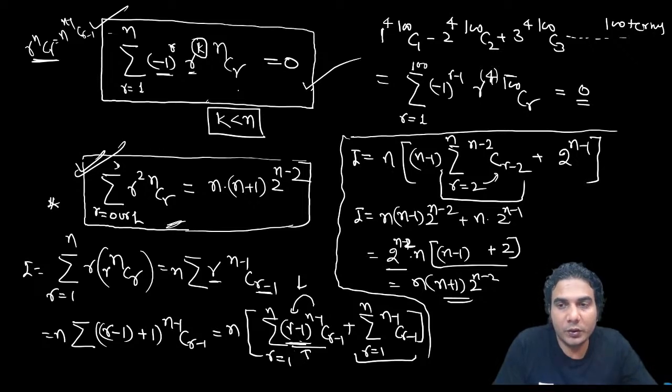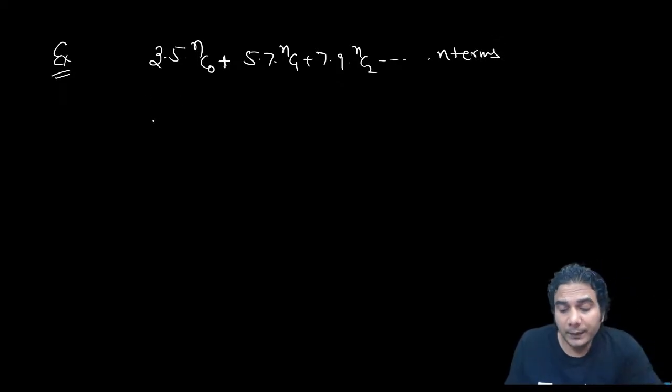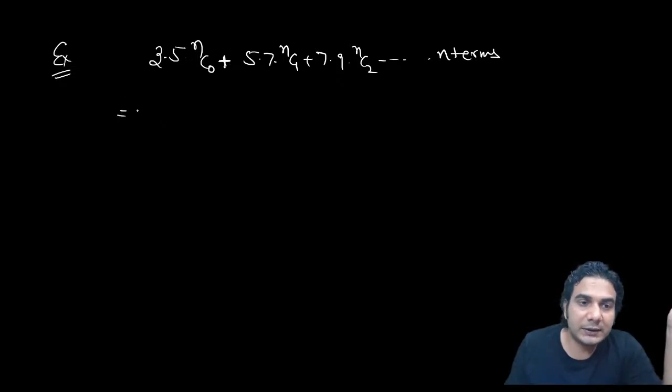Why do you need to remember these series? Let me tell you why. Suppose one example I'll give you, and after this we'll start the session. Suppose you have 3 into 5 into NC0 plus 5 into 7 into NC1 plus 7 into 9 into NC2 and so on, up to n terms. You need to find the value of this. If you remember the values which I have just told you, R NCR, R square NCR, you can directly put in this. How? You just need to write this in terms of sigma.